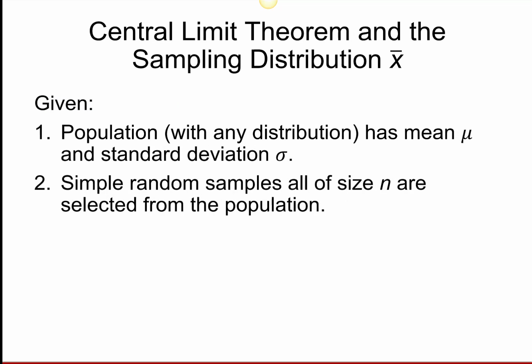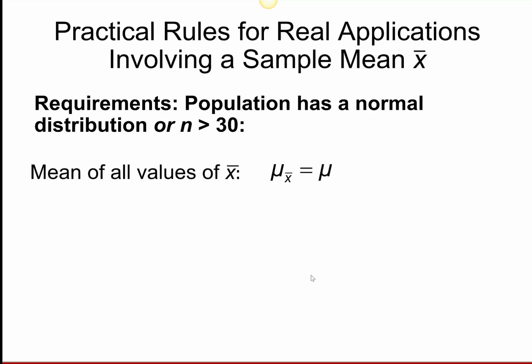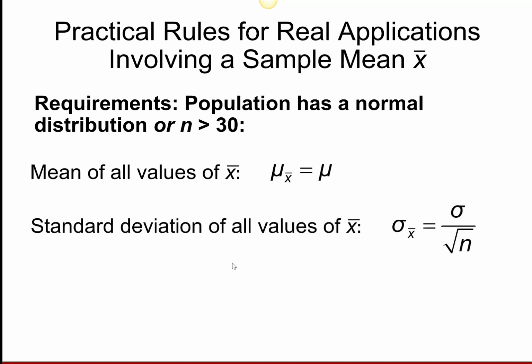The population has a mean of mu and a standard deviation of sigma, and we take simple random samples all of the same size n from the same population. The requirements: the population has a normal distribution or n is greater than 30. Then the mean of all values of x bar will be the population mean, and the standard deviation of all values of x bar will be sigma divided by the square root of n.